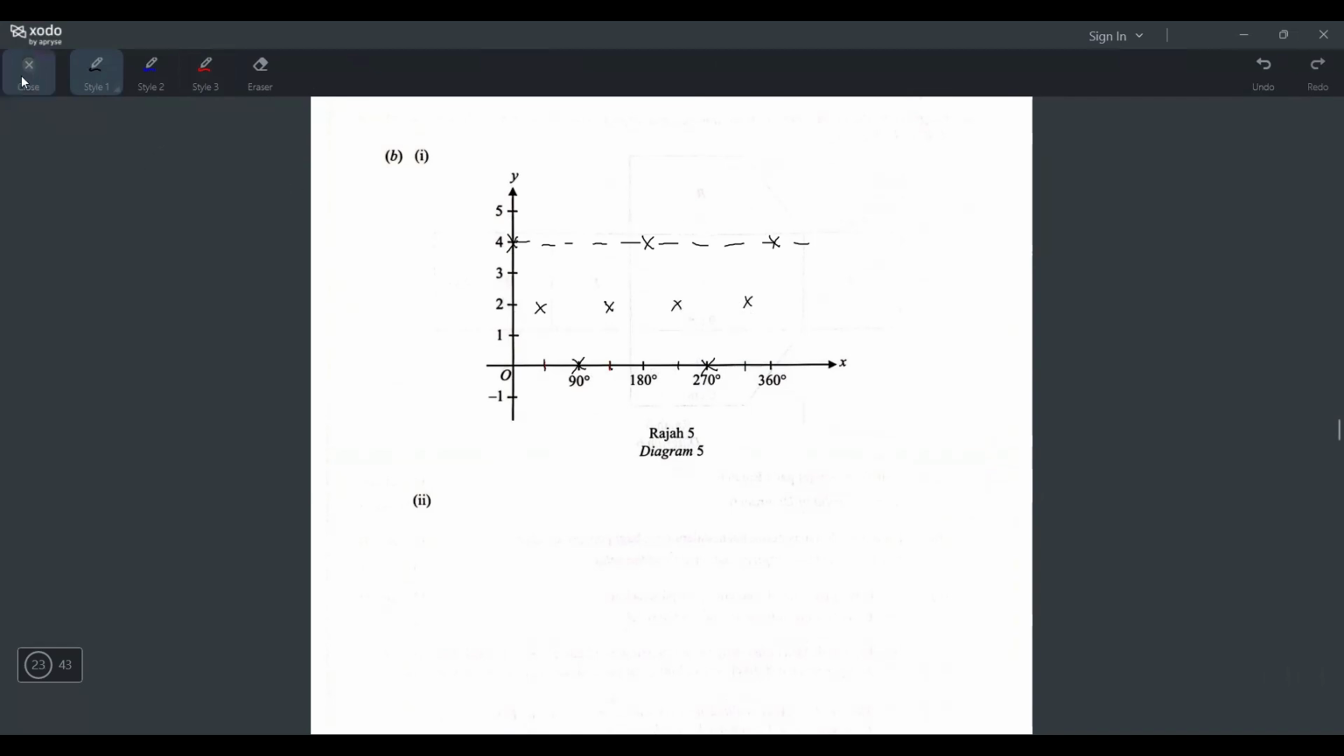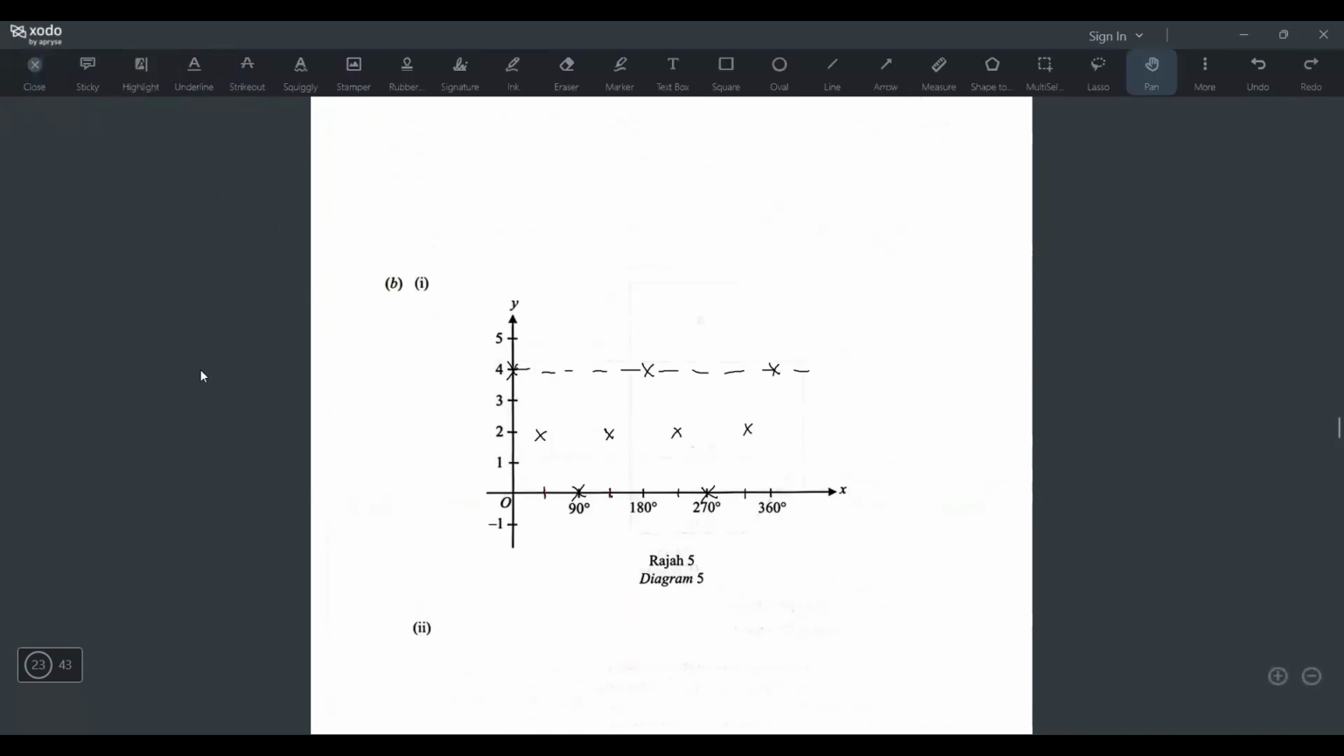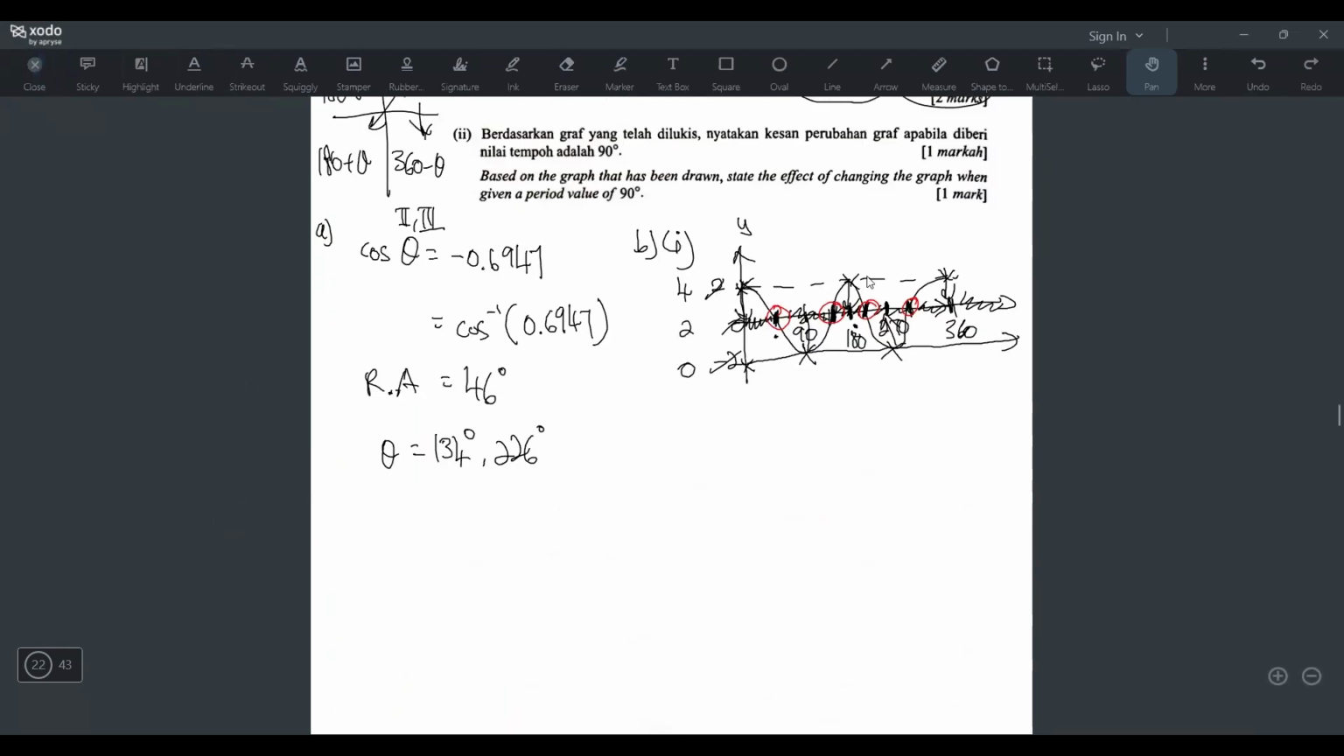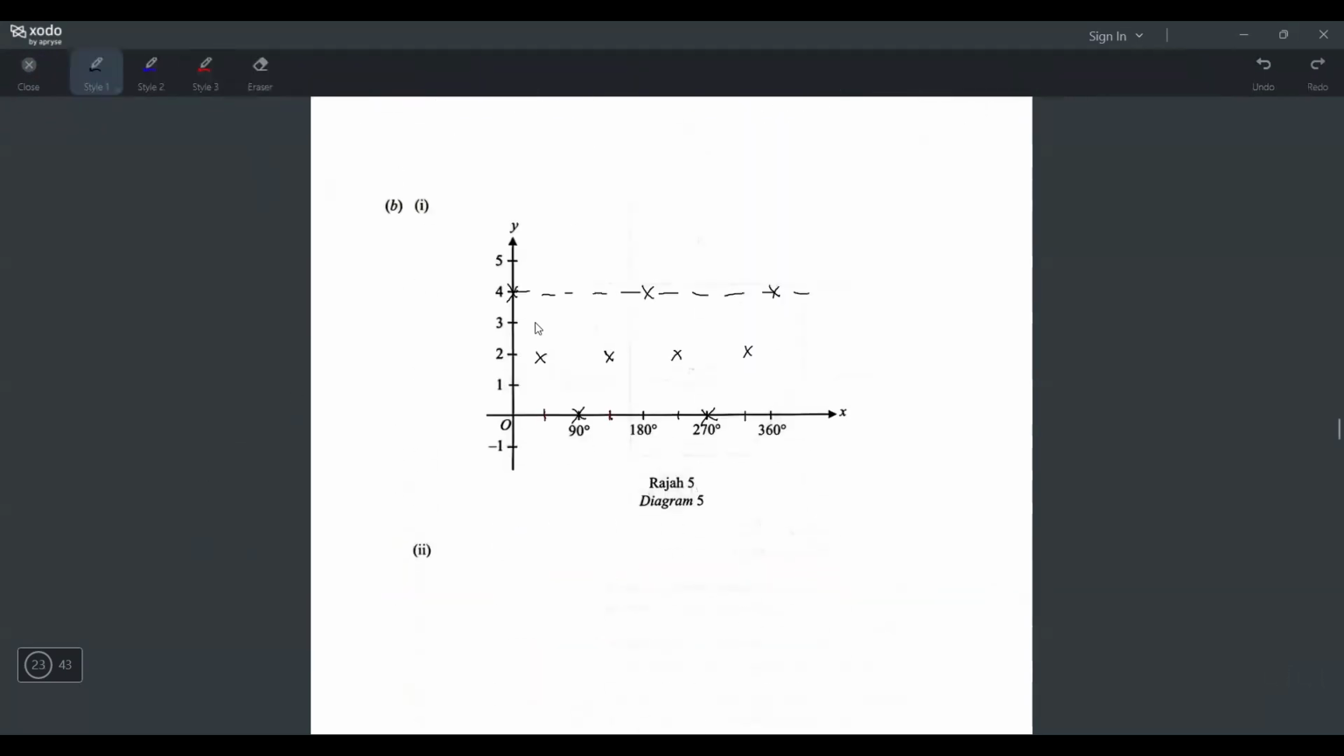Okay, now the only thing left to do is to join all the points, but make sure the shape looks like this. It needs to follow this shape, the cos shape, right? So the cosine graph looks like this: goes down and then goes up, and then repeats one more time. So remember, the cos graph needs to have this curve. You don't draw it like that. You don't draw like a quadratic curve. No, not like that.